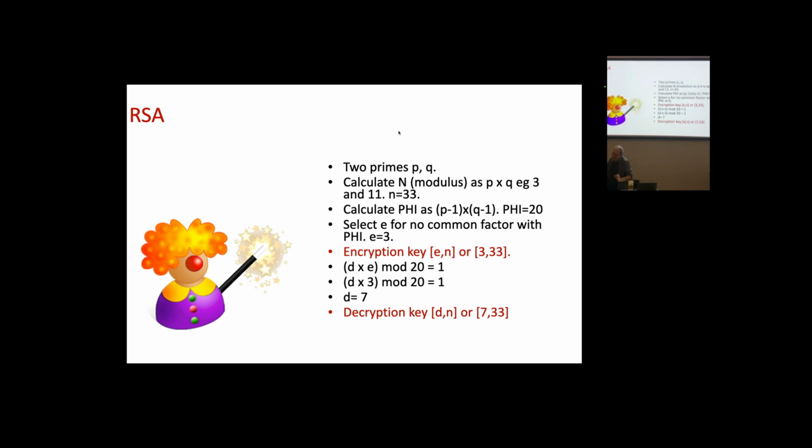We then pick a value of E that doesn't share a factor with phi. So the factors of phi are 2, 4, 5, 6, and so on. So we can pick 3, that's safe. We then find the value D such that D times E, mod 20, equals 1. We could search through, and eventually we'll find that 7 times 3 is 21, mod 20 is 1. So we found our decryption key. So our encryption key is 3, 33, and our decryption key is 7, 33.